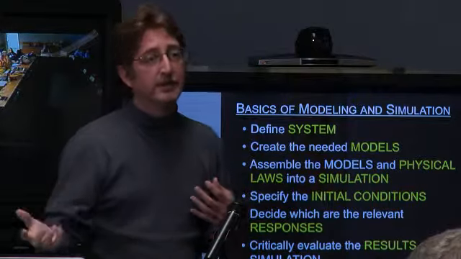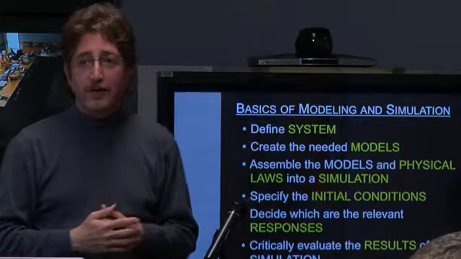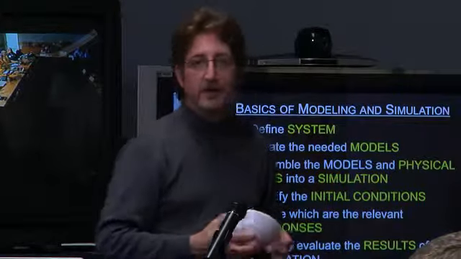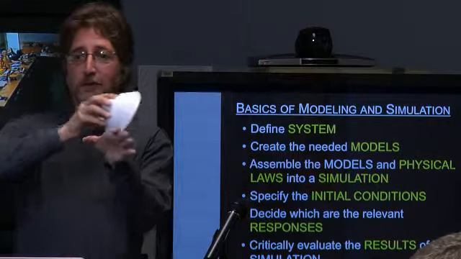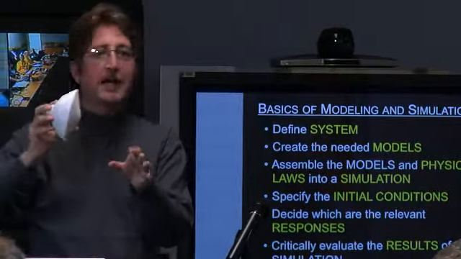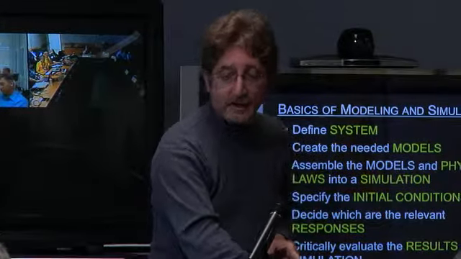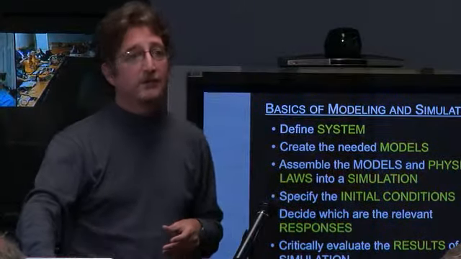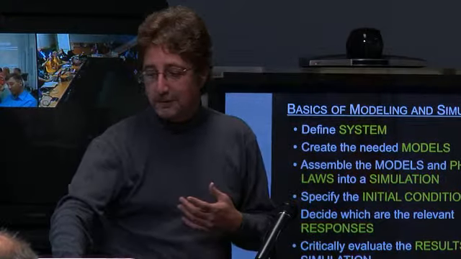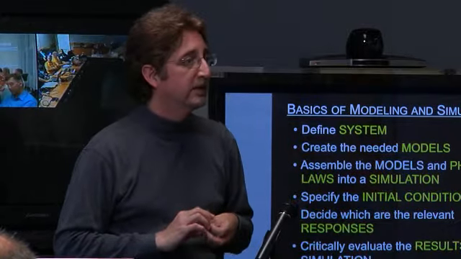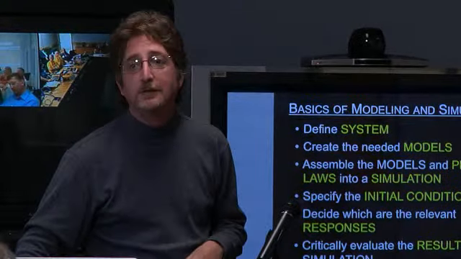You assemble the models and the needed physical laws into a simulation. You specify the initial conditions, which, by the way, is another source of variability. On the Mars Science Laboratory, the navigation team is awesome, but they're only going to put us on top of the atmosphere of Mars within a given region and at a given speed. They can't guarantee they're going to end up exactly in a particular place. Then we decide what the important responses are, and that's critical. You really want to make sure you're looking at the right thing. Then you need to critically evaluate the simulation and change it as necessary, and then you update and repeat as necessary.